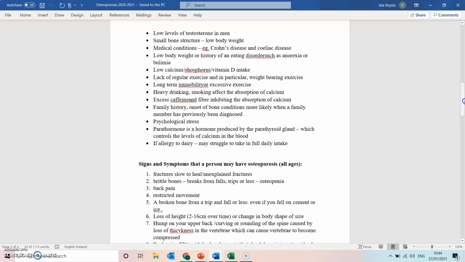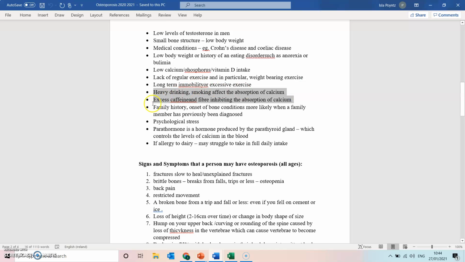Now, second thing I'll say here is small bone structure, low body weight. History of eating disorders, low calcium, phosphorus and vitamin D intake, lack of weight-bearing exercise, okay, heavy drinking, smoking and excess caffeine and fibre.